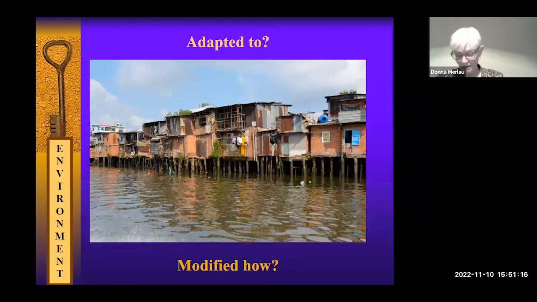Now, I can't not have floods. I can't not have volcanoes erupt. I can't not have tsunamis, et cetera, but I can try to modify the environment to mitigate or limit how badly people are impacted. And I can adapt my behavior to do that.